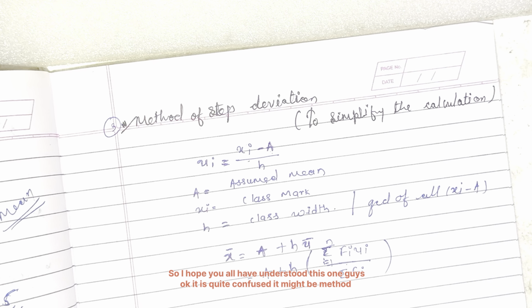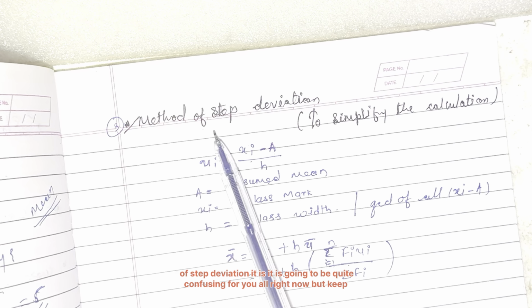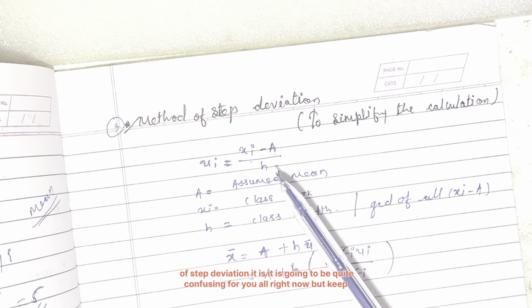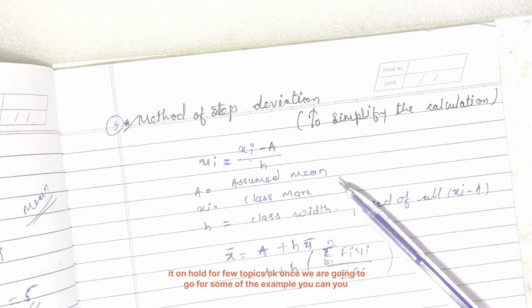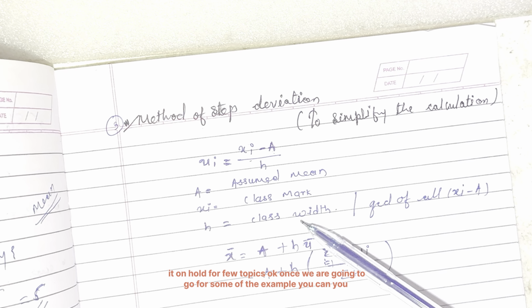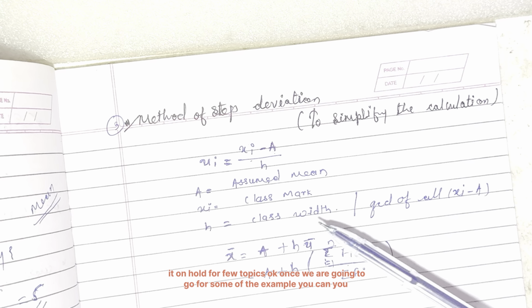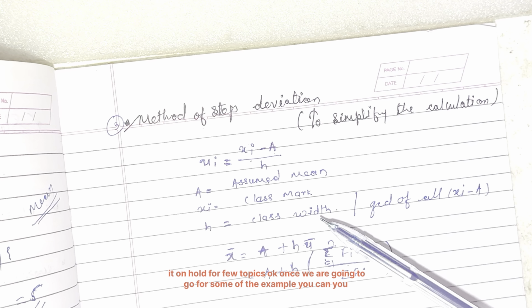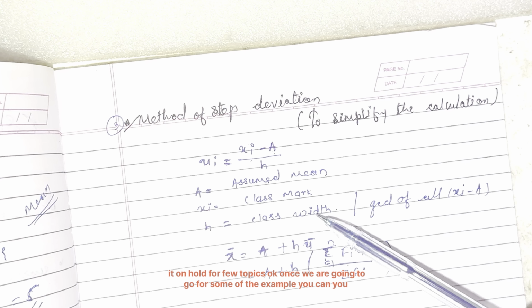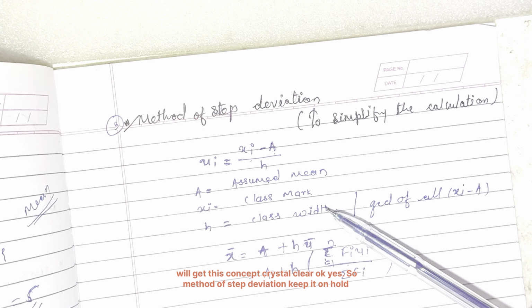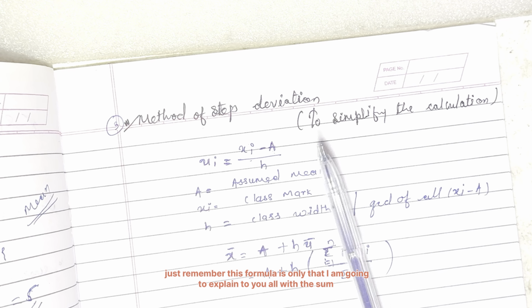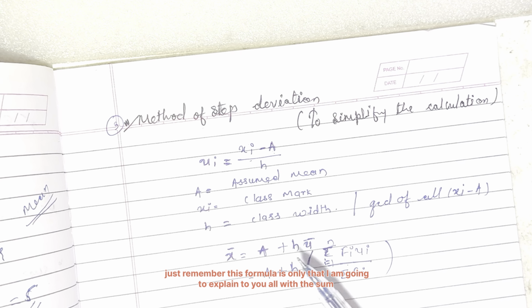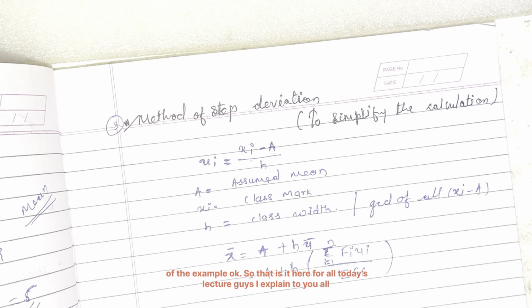So I hope you all have understood this one, guys. It might be quite confusing, the method of step deviation. It's going to be quite confusing for you all right now, but keep it on hold for a few topics. Once we go through some examples, you'll get this concept crystal clear. Just remember these formulas, which I'm going to explain to you all with some examples.